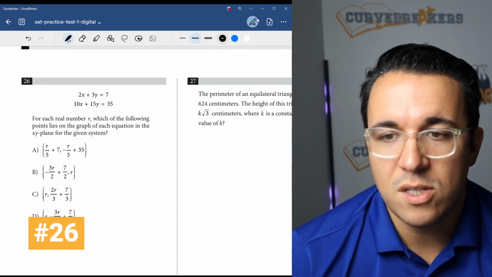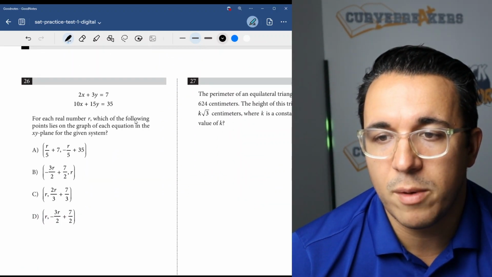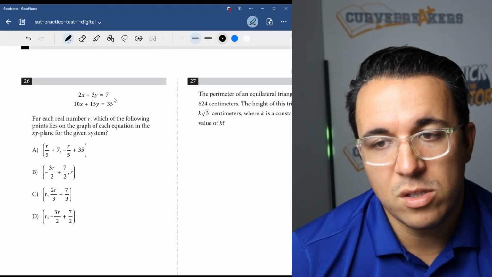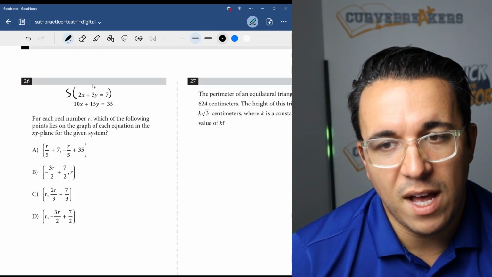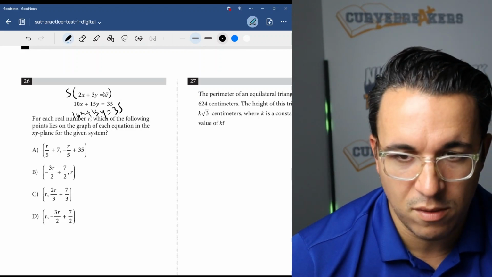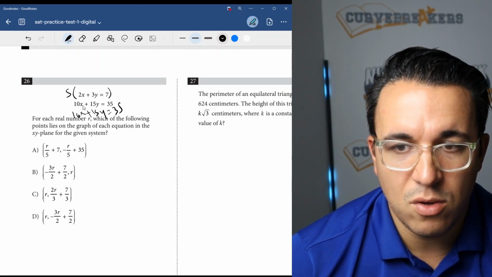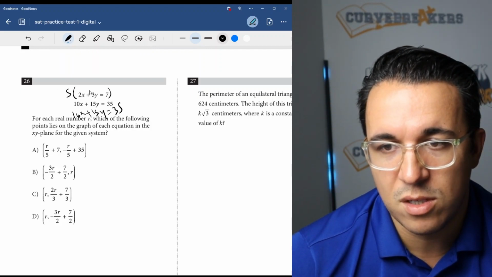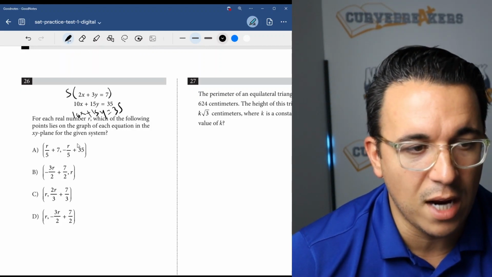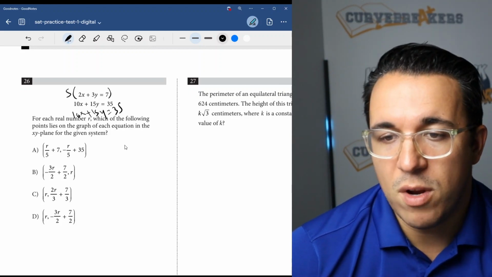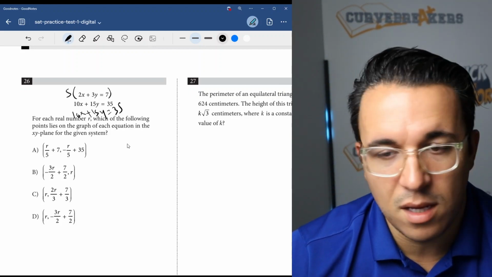All right, number 26. We have 2 equations here. For each real number r, the following point lies on the graph of each equation in the given system. So let's look at these 2 equations. If you multiply this by 5, you'd get 10x plus 15y equals 35. So these are the same equation, right? So I think what we need to do here is, unfortunately, plug in the answer choices to the equation to see if they're an actual point on the line, because if they're a point on one of these lines, then they're a point on the other line. So this is going to be a little bit annoying.